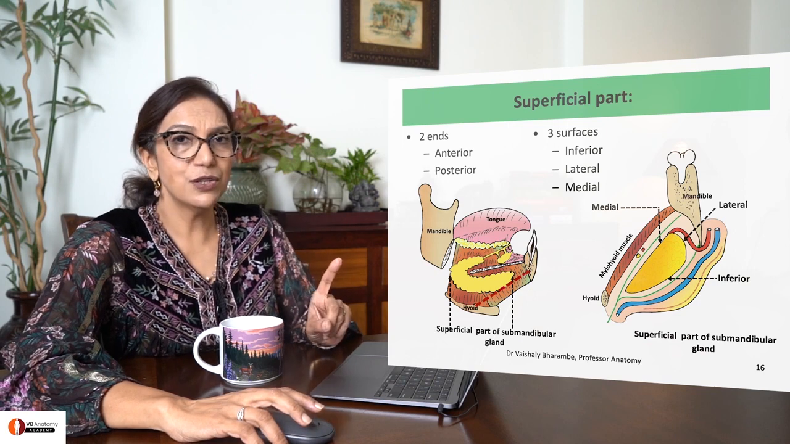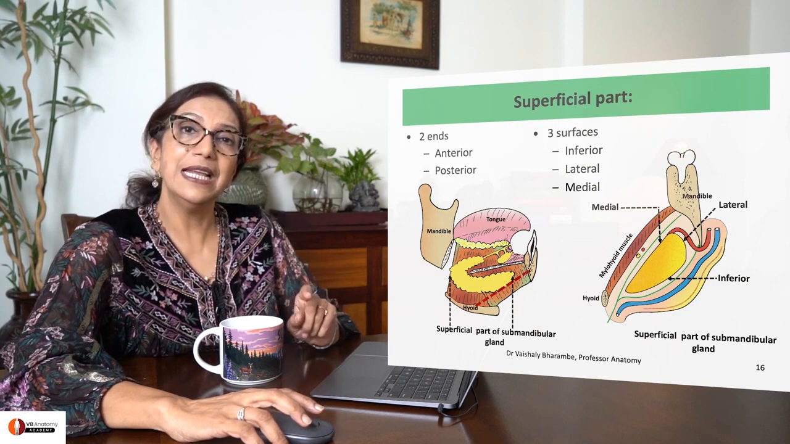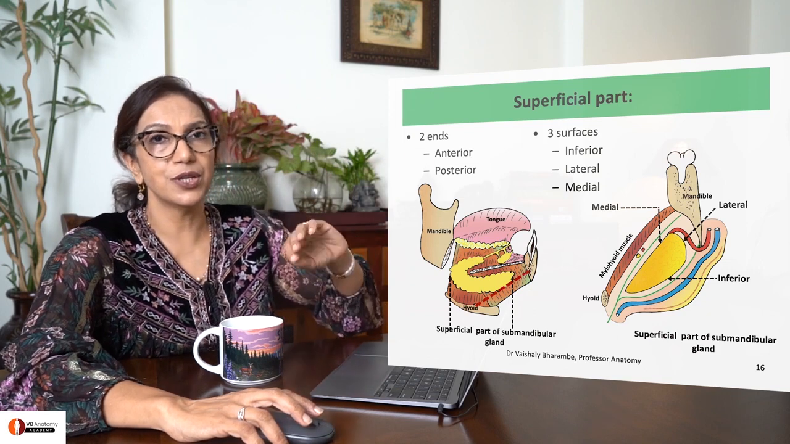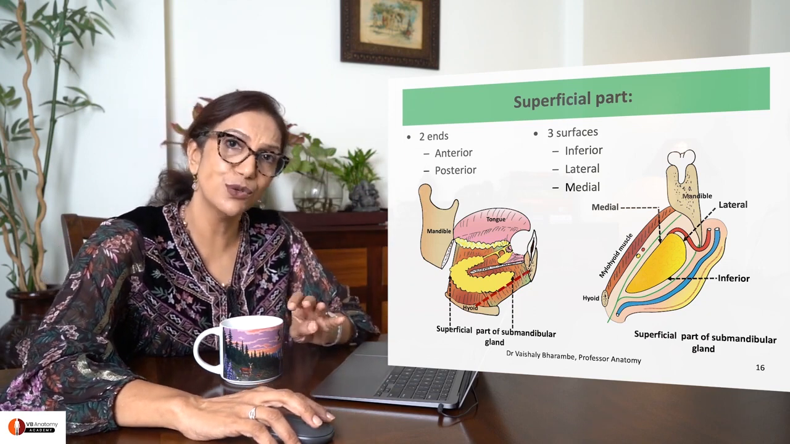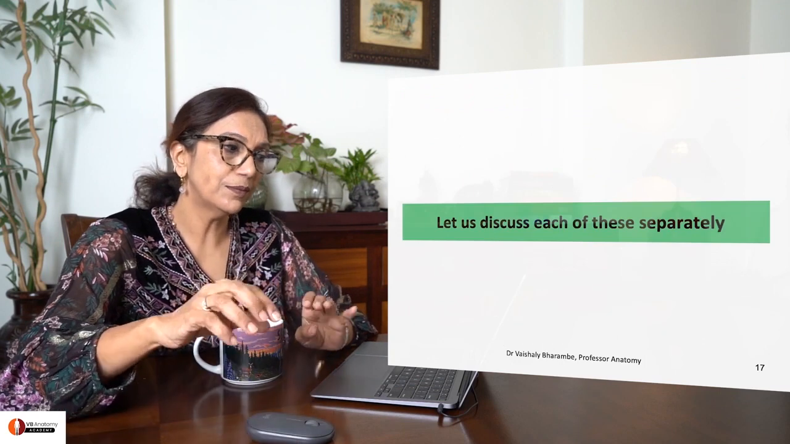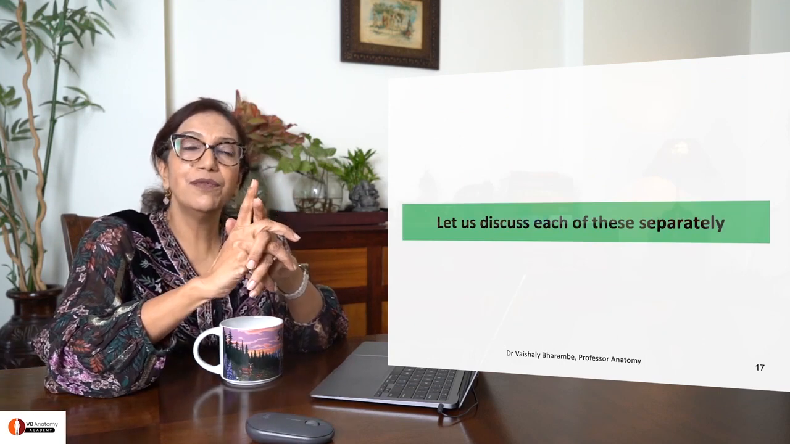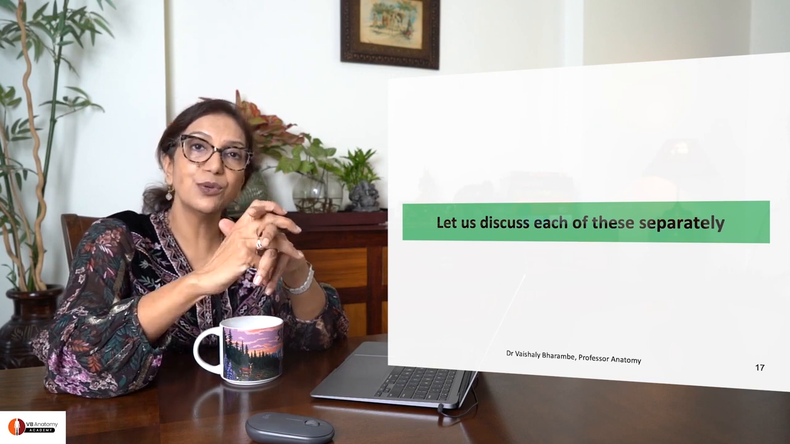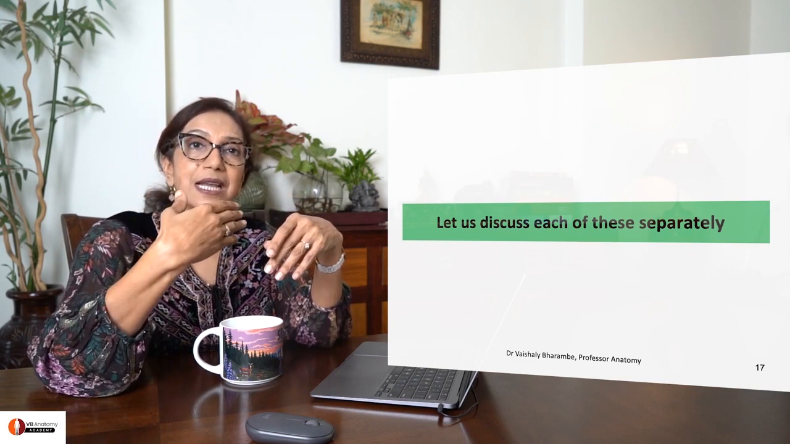So these are the parts of submandibular salivary gland. Let's study each of them individually. So we'll study anterior and posterior and we'll study the surfaces and so on. Let's discuss them. Before that, ask yourself, what have I understood? Have you understood that you're going to see muscles in layers?